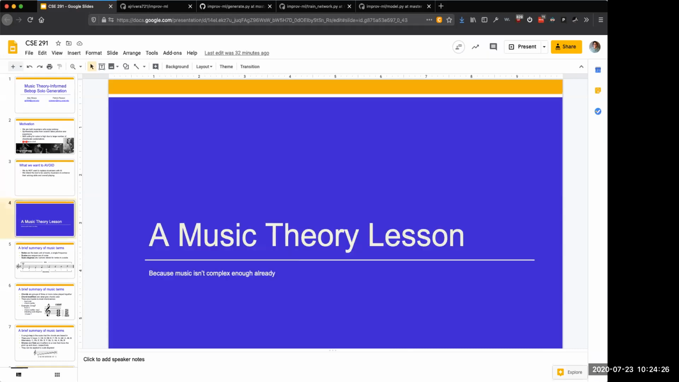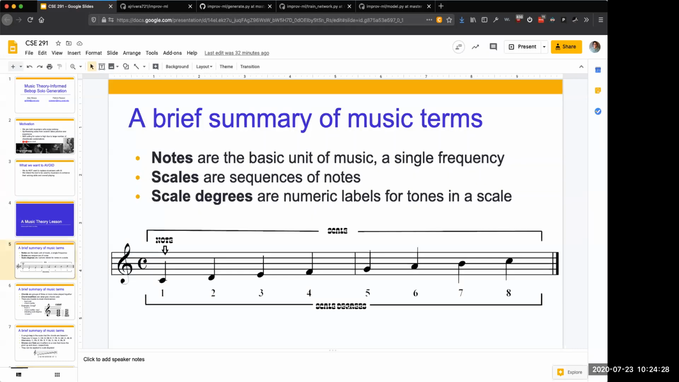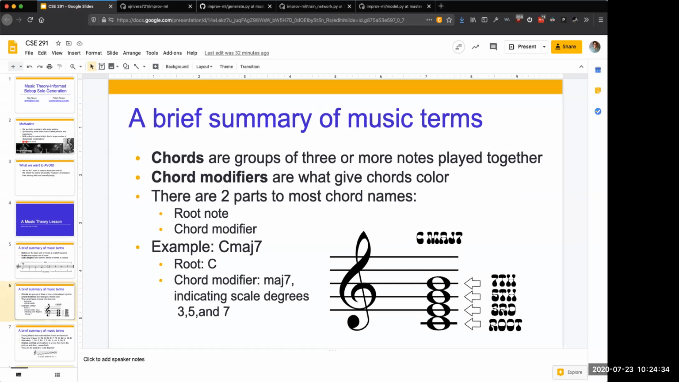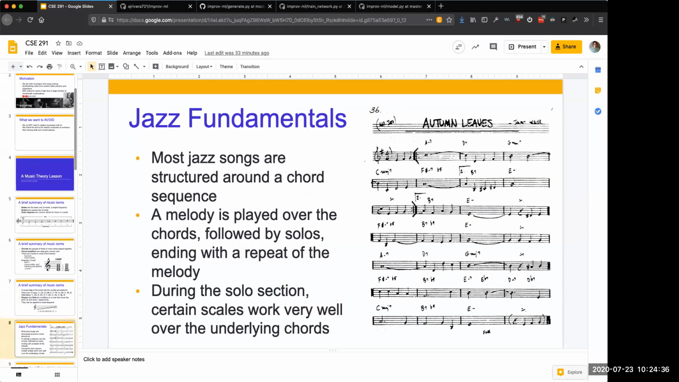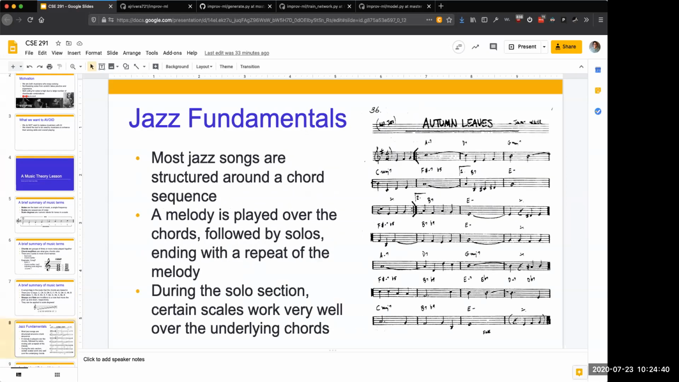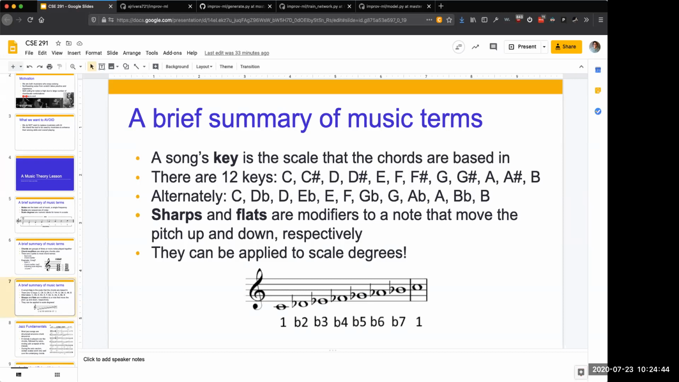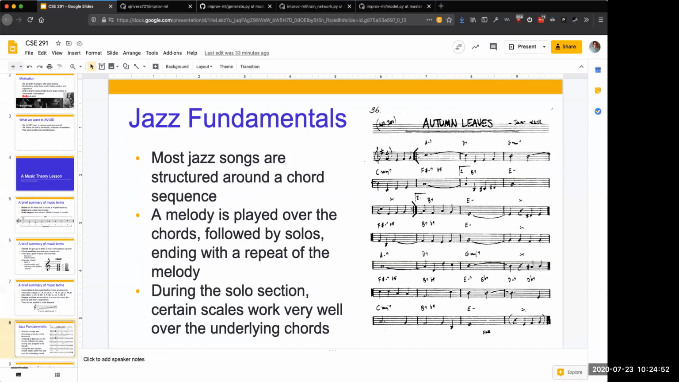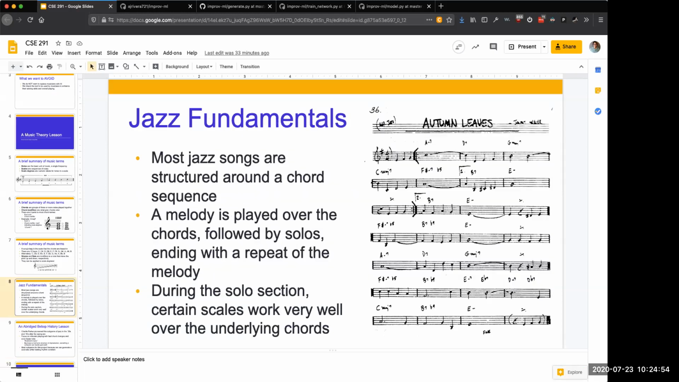And so then we discussed some of the very basics of music theory, like chords and scales, but we've already gone over that to some extent in this class. The audience for this particular presentation was people who had no music theory background, so we decided to include all this just to make sure that everyone was on the same page.